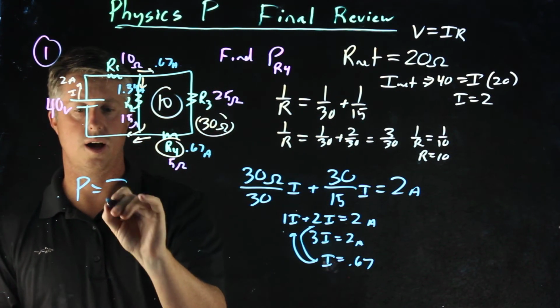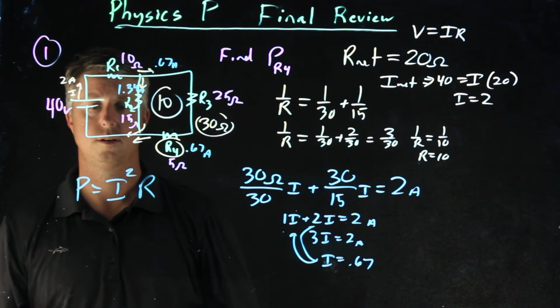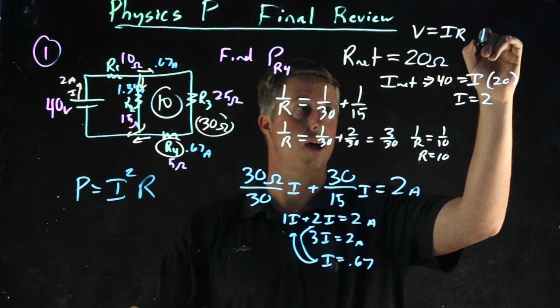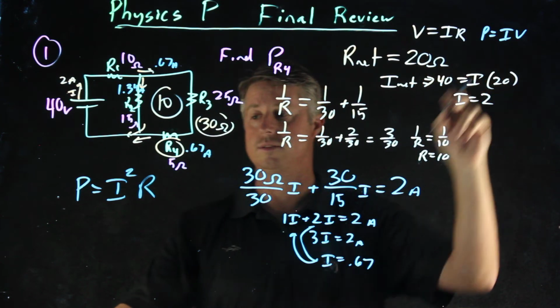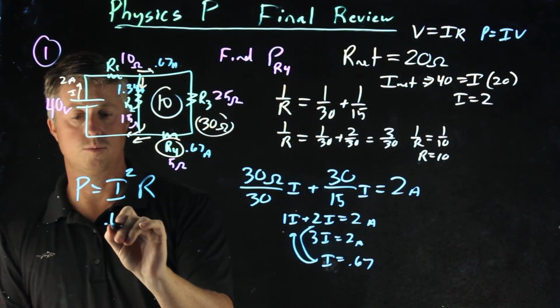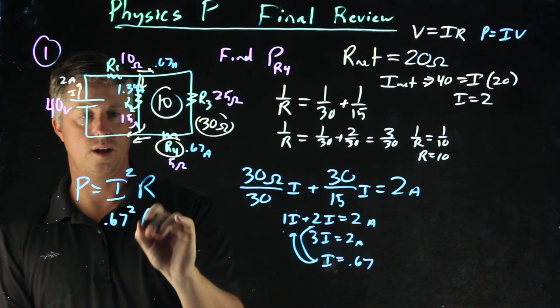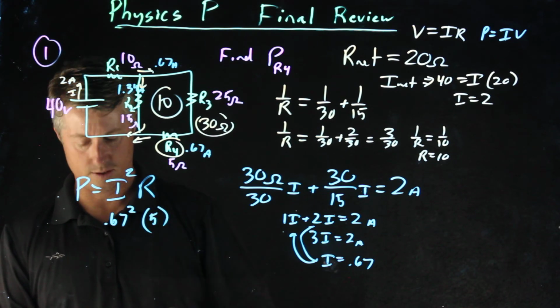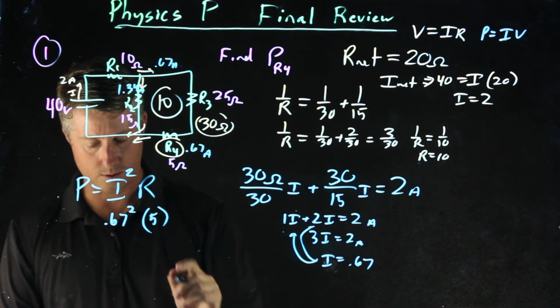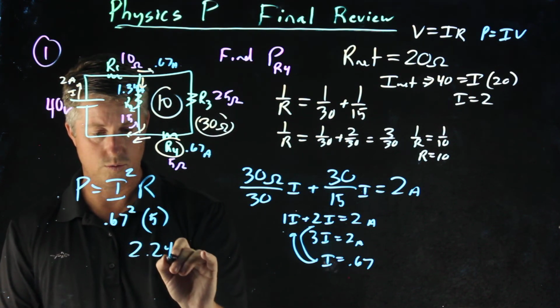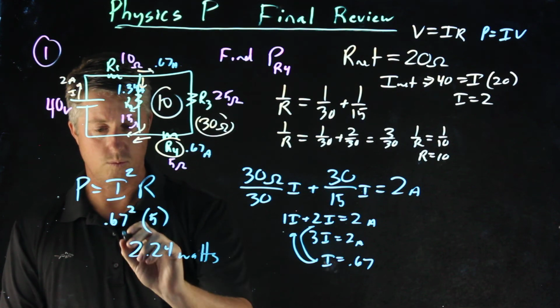Power equals I squared times R. Okay, for those of you who don't remember where we got that, power is equal to I times V. If V is replaced with IR, it's I squared R. I is 0.67, so that would be squared, and the resistance I care about is 5. So 0.67 squared times 5. The power is 2.24, and power is in watts.